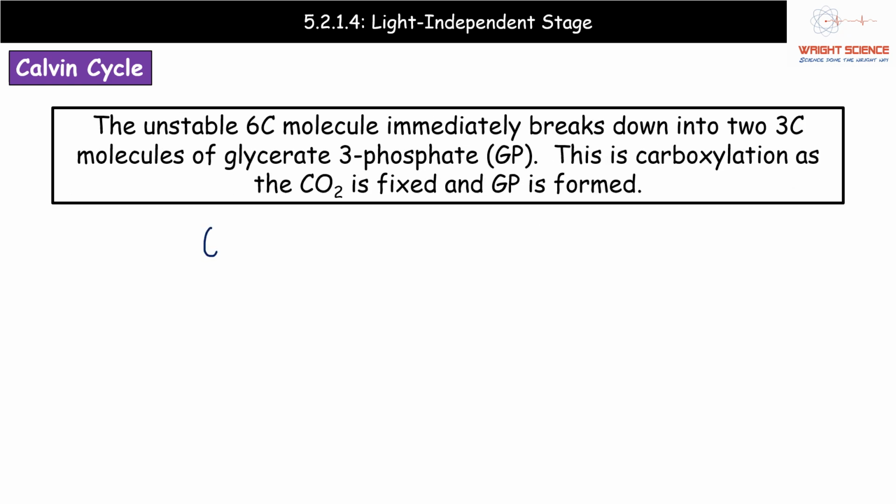Now, because we've got this 6-carbon molecule, it's actually a very unstable molecule, and unstable things break down pretty quickly. So that 6-carbon molecule, whose name we don't care about at A-level, is going to break down to form 2 molecules of a chemical called GP. Again, GP works. If you want to know its full name, it's glycerate 3-phosphate. This is a 3-carbon compound, and hence we get 2 of them, because the unstable 6-carbon molecule breaks down to form 2 3-carbon molecules of GP.